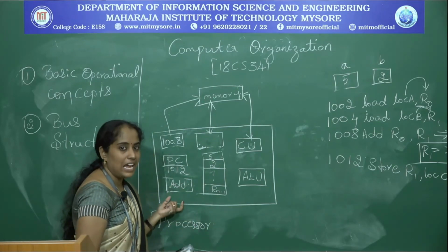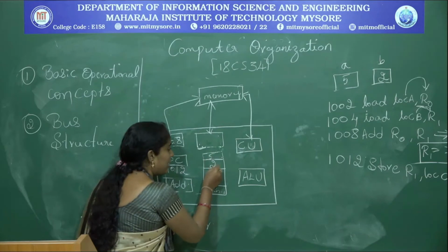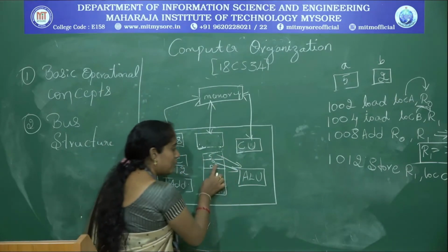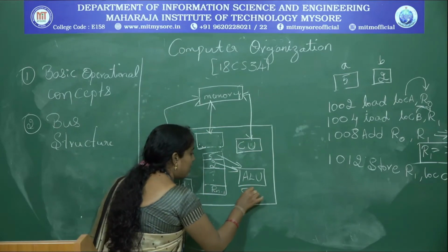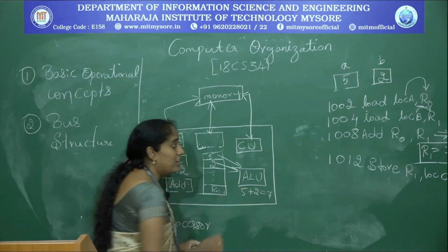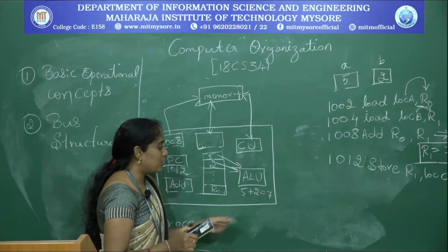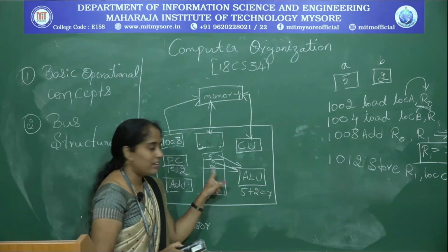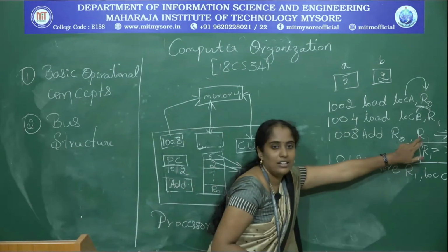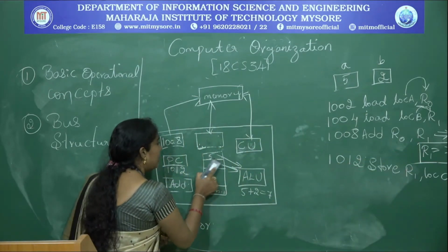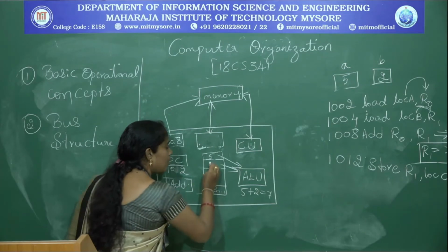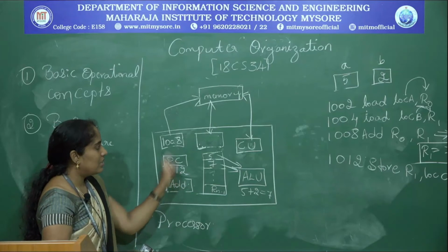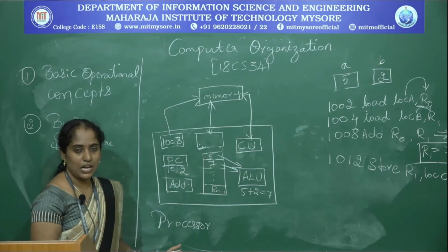Yes, it needs the ALU. In that case, this 5 and 2 will be sent here, and it will add 5 plus 2 and the result is 7. So where do you need to store this result 7? Yes, exactly, it is in R1, right? So R1, right here. So again this 2 will be replaced with the value 7, right? So that means this line is also executed now.